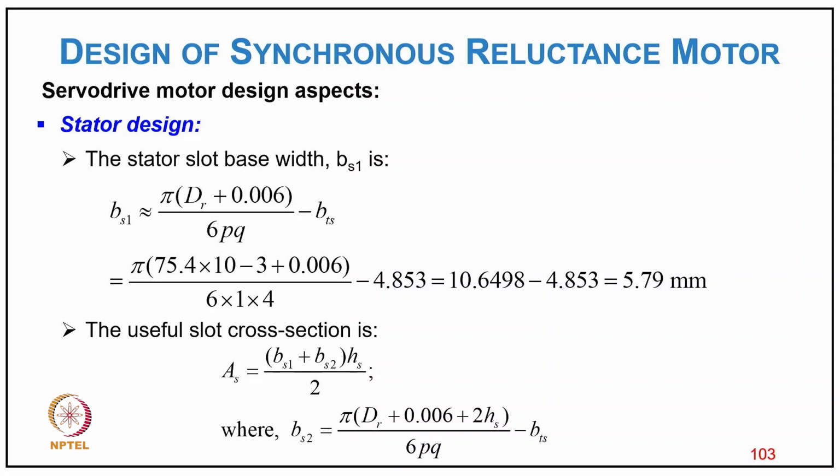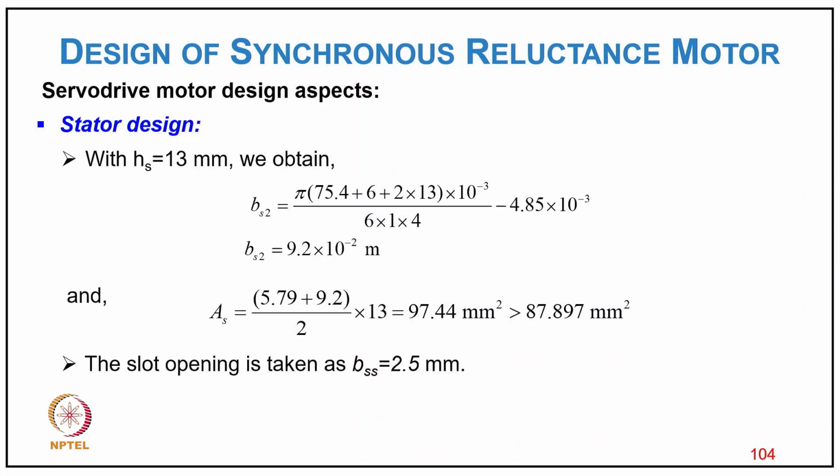And the stator slot base width BS1 equal to (π(D + 0.006)) upon 6PQ minus BTS. Putting value, it comes to 5.79 millimeter. We use the slot cross section AS equal to (BS1 + BS2) HS by 2, where BS2 equal to (π(D + 0.006 + 2HS)) upon 6PQ minus BTS. Putting HS equal to 13 millimeter, we obtain BS2 typically 9.2 × 10^-3 meter, and AS equal to 97.44, or 87.89 meter square.